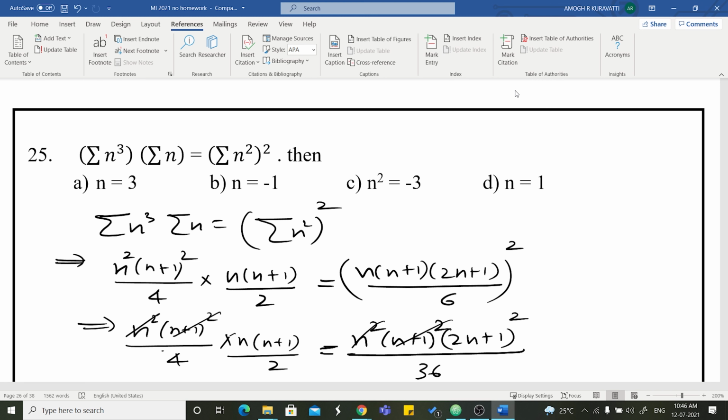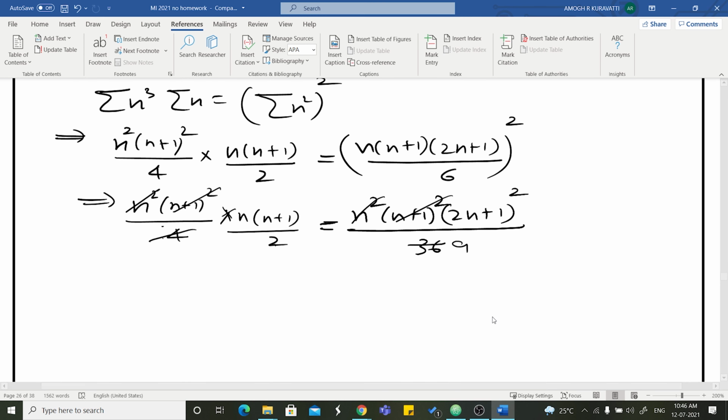What else cancels? So 4 twos are 8, or 4 ones are 4, 9s are. Correct? Then what is the remaining value? So 1 by 2 of n into n plus 1 is equal to 2n plus 1 whole power 2 by 9. Okay. Then the trial and error method.